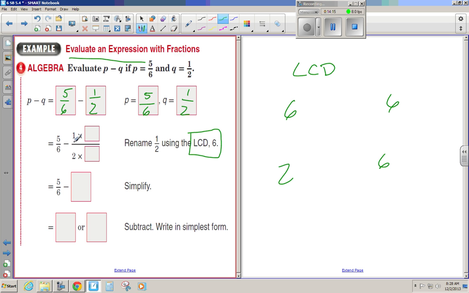So we multiply 1/2 by 3, because 1/2 times 3 ends up being 3/6. And when you subtract, you get 2/6, which then can be reduced. Divide by 2, you end up with 1/3. 1/3 is your final answer for this.